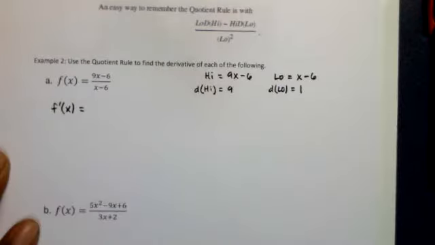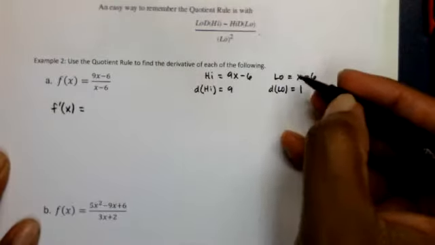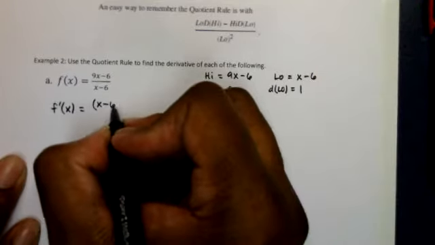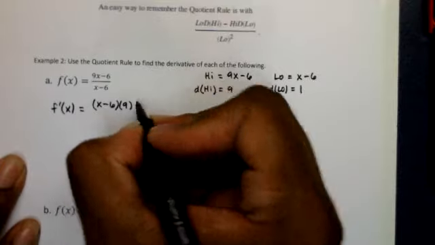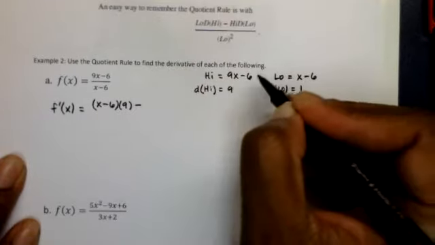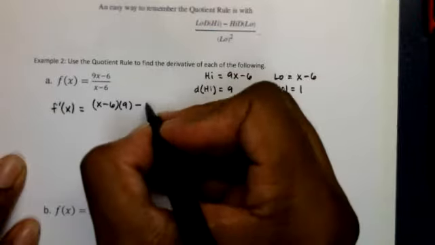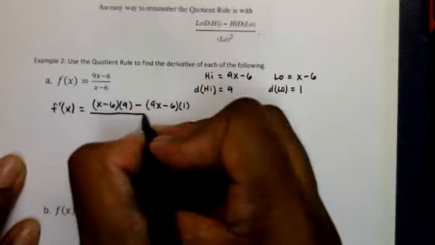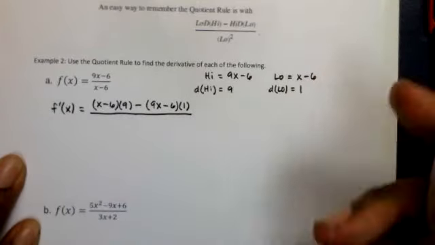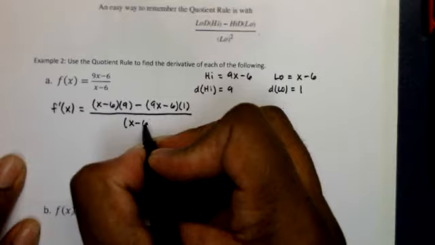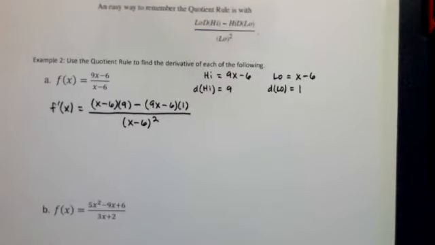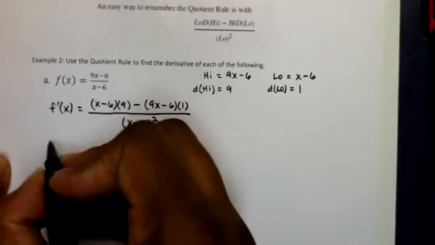So now we can use that to find f prime of x, which is, of course, the low times the derivative of the high, that's going to be x minus 6 times 9, minus the high times the derivative of the low, that's 9x minus 6 times 1. All of this will be divided by the square of the low. And the square of the low is x minus 6, so it'll be x minus 6 quantity squared. And from here, we go ahead and simplify.